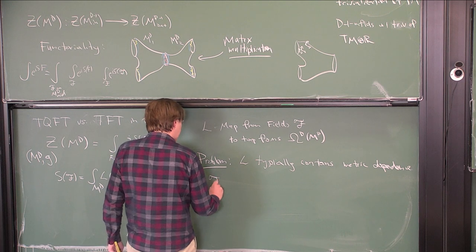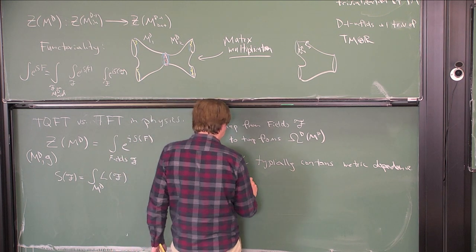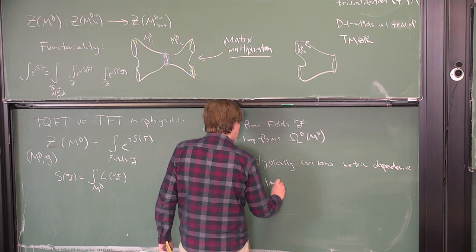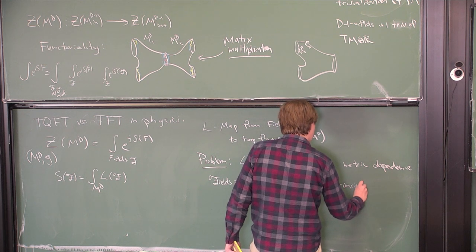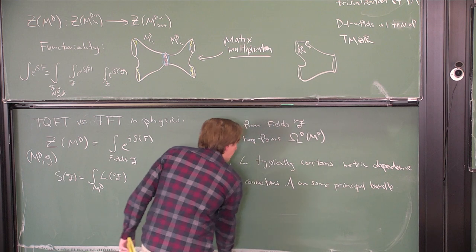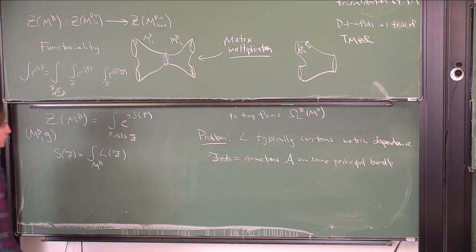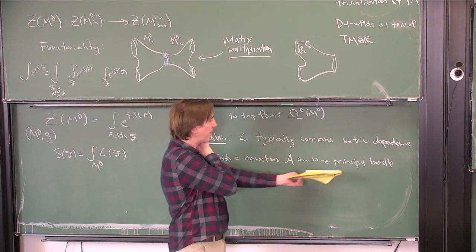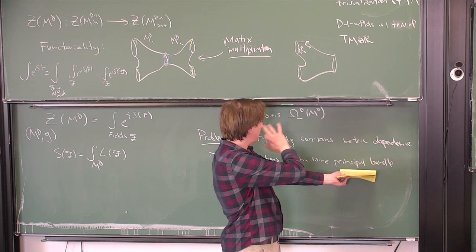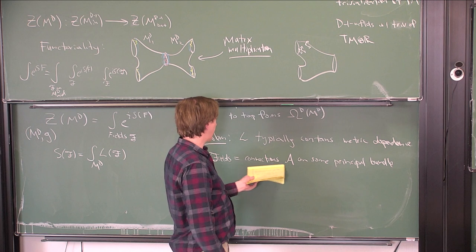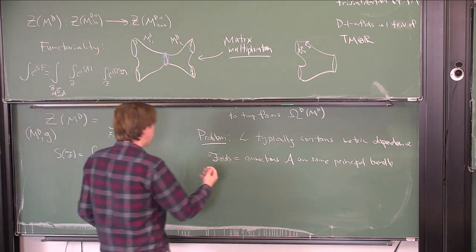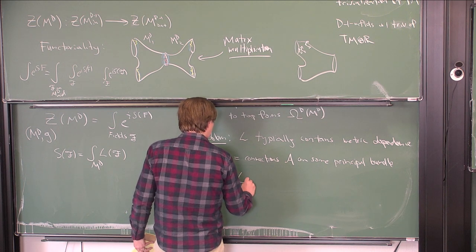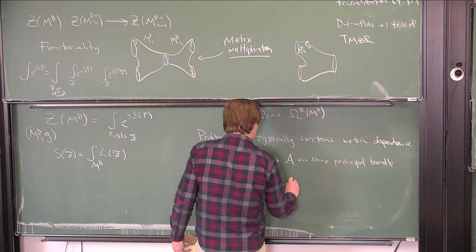So for instance, if the fields that we study are some kind of connections, A on some principal bundle, for instance, in Yang-Mills or Chern-Simons or most of the theories that you can attack mathematically, you'll be looking at some space of principal bundles on the manifold. You'll fix one, and then you'll have some connection on it, your space of fields are connections up to gauge equivalence. And what you find often is that L has a kinetic term plus a sort of potential term.